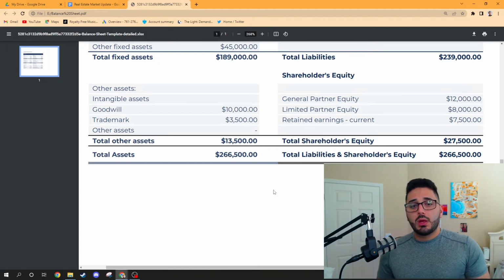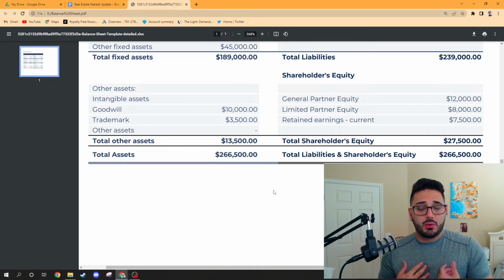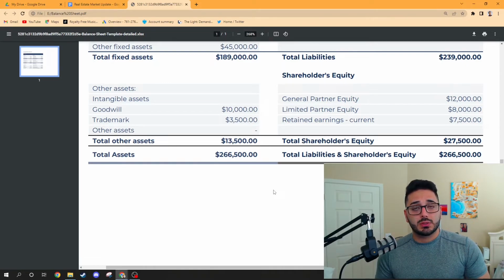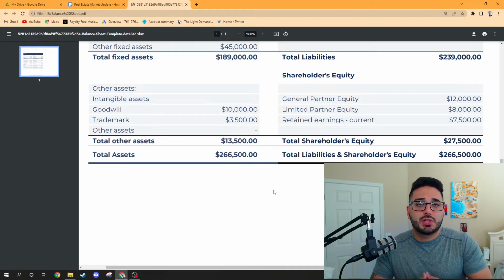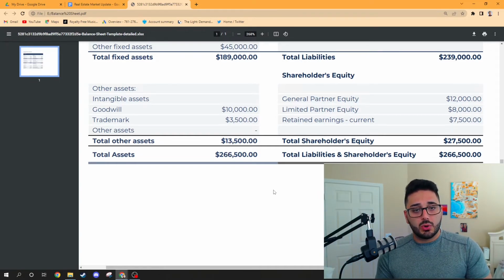For example, our general partner, let's say me, I own more capital in the company. I own $12,000 of it, my share of ownership in the company. We have a limited partner who came into business with me through a partnership, and they own 8,000 of that equity as well. 7,500 of it is the retained net income that we got from last year. This is a private company. We don't have any shareholder dividends. We don't give out dividends, or even ownership payouts. So everything that we retained from last year comes into our books this year, which is 7,500 as well.